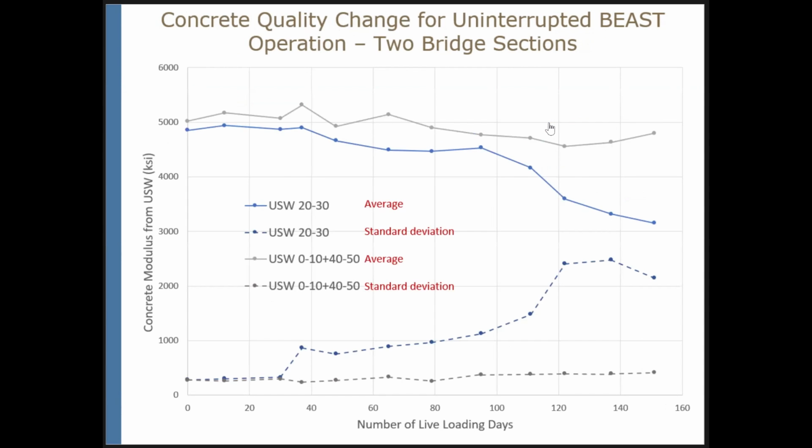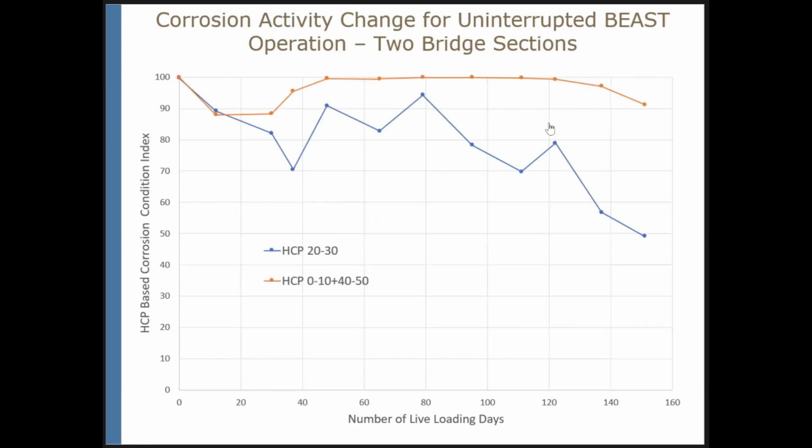Moving to the concrete quality data from ultrasonic surface waves, 2 inner curves representing average modulus and standard deviation for the middle section, 1-inch concrete cover. You will see a significant drop in modulus and significant increase in standard deviation, while for the zones close to the joints, you can see that average modulus did not change much, and standard deviation did not increase much. So there were only a few signs of deterioration in those sections.